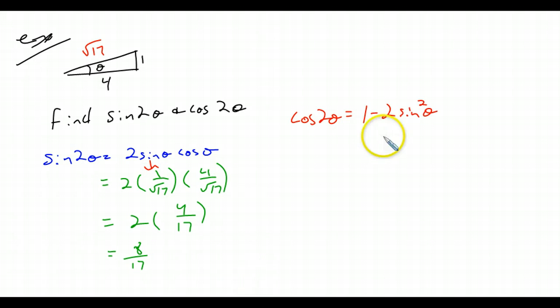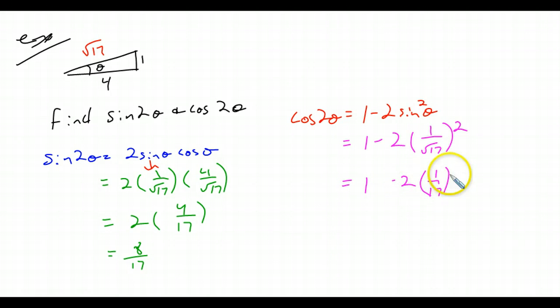So substituting in 1 over root 17, I have 1 minus 2 times 1 over square root 17 squared. Now if I square 1 over root 17, 1 squared is 1. Square root of 17 squared is 17. So this is just 1 over 17. I have 1 minus that. Okay, well now if I do 2 times that, this is 1 minus 2 over 17.